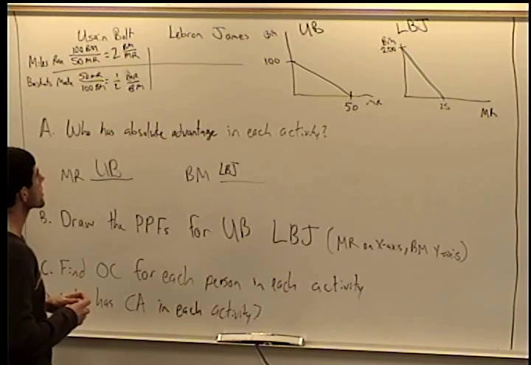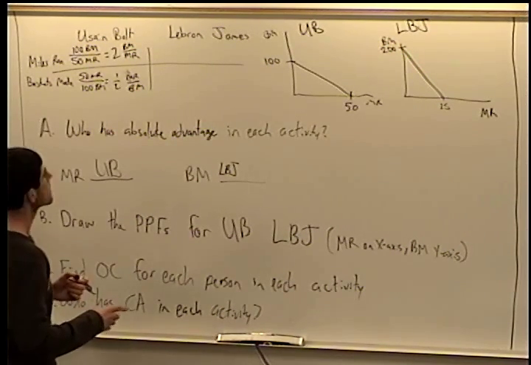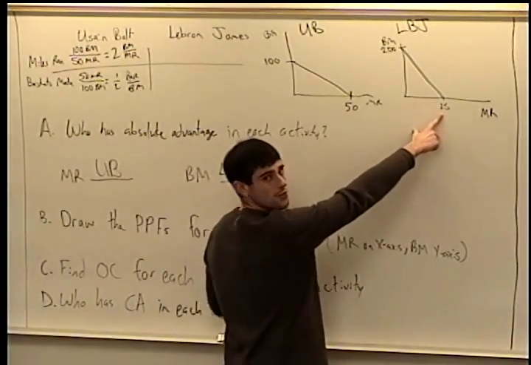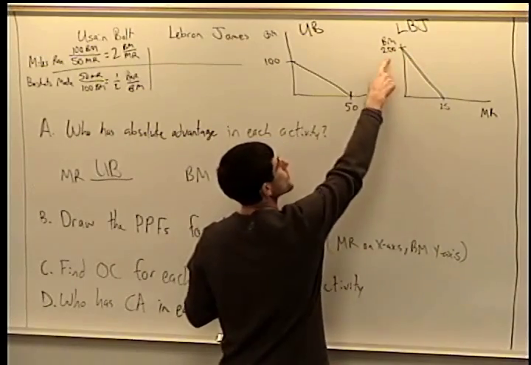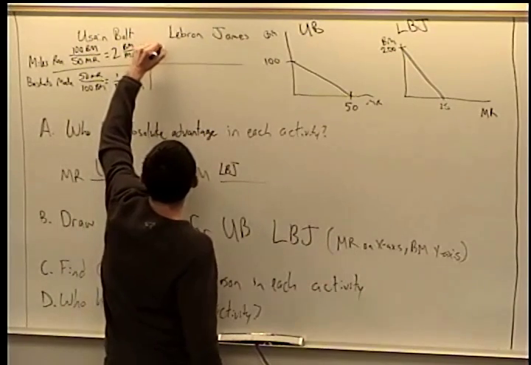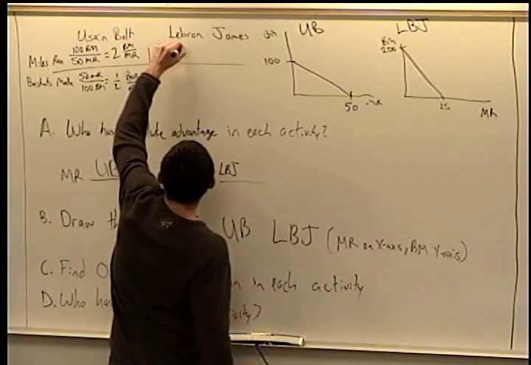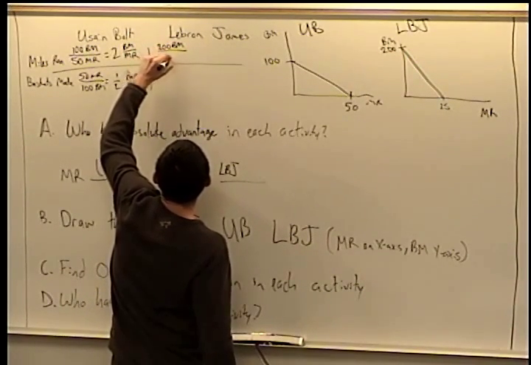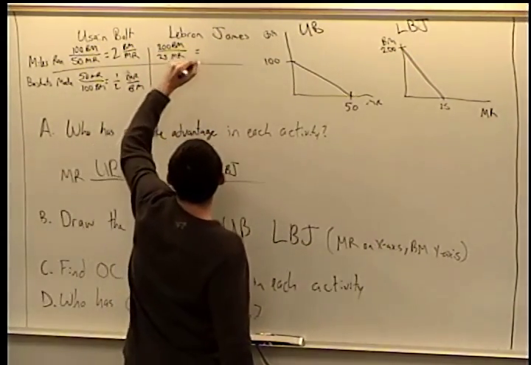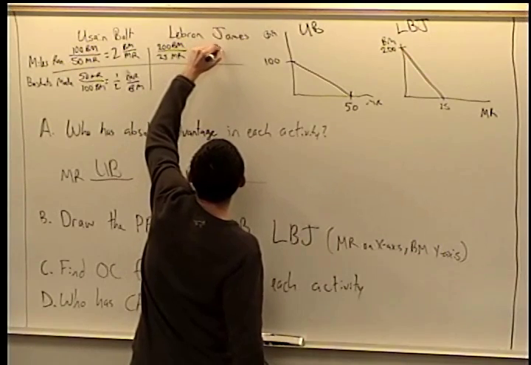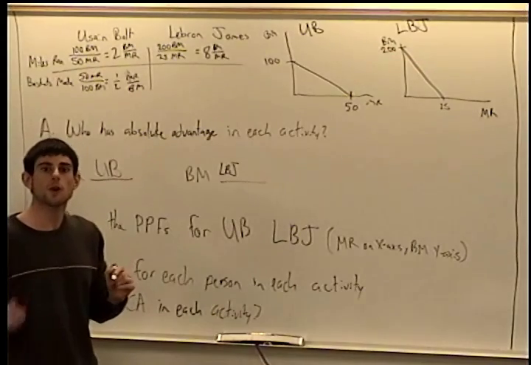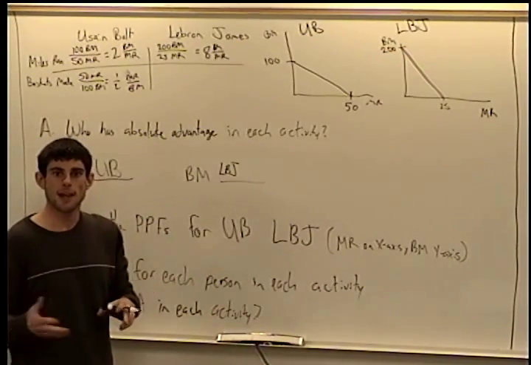Okay, then for LeBron James. For LeBron James to gain 25 miles, he has to forfeit 200 baskets. So LeBron James forfeits 200 baskets made to gain 25 miles ran, which comes out to 8 baskets made per mile ran. So for LeBron James to run 1 mile, he has to give up 8 baskets.